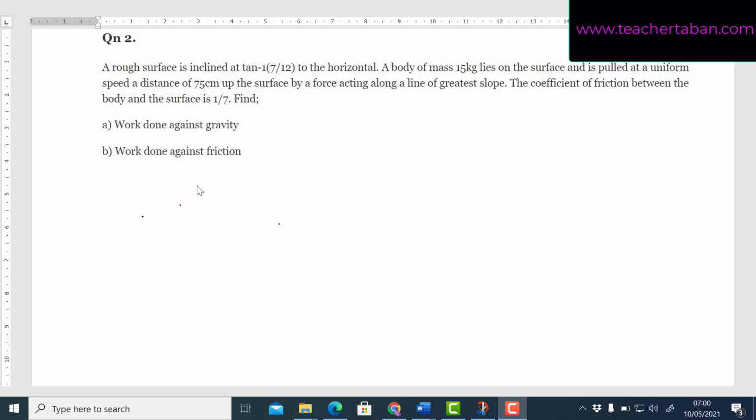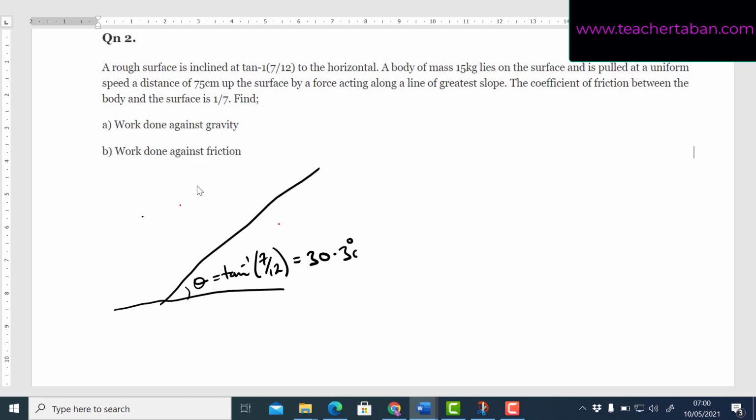Okay, to do this, all we need to do first of all is to draw a diagram, and we have our incline, which is at an angle of tan inverse of 7 out of 12, and this translates to 30.3 degrees. So if you have a body that has been moved up and that body is of mass 15 kilograms, that means that its weight is mg, which is 15 times the acceleration due to gravity g. At this point here, there is a normal reaction R.